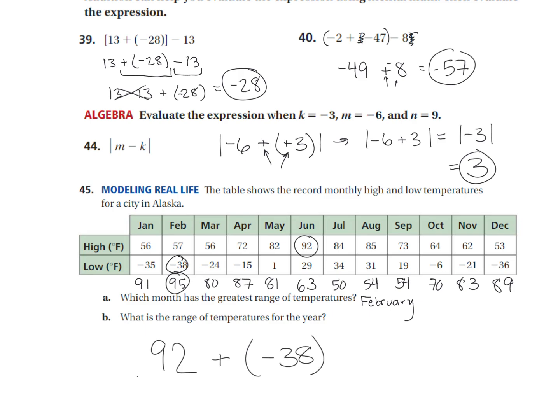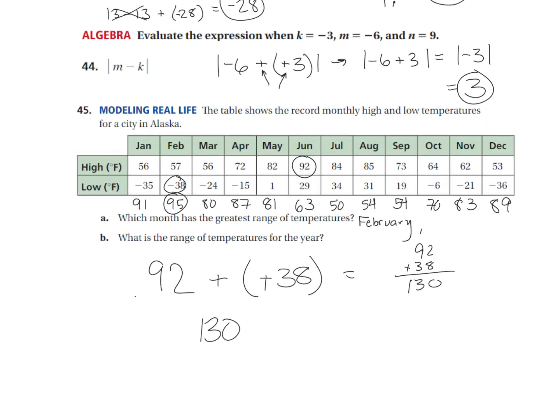Right, I have a chop situation going on here. 92 plus 38 is going to be 130 degrees Fahrenheit for the range. Right, there's our 1.4 homework help.